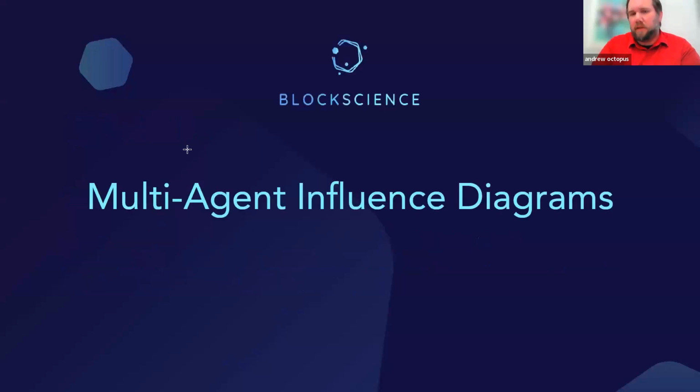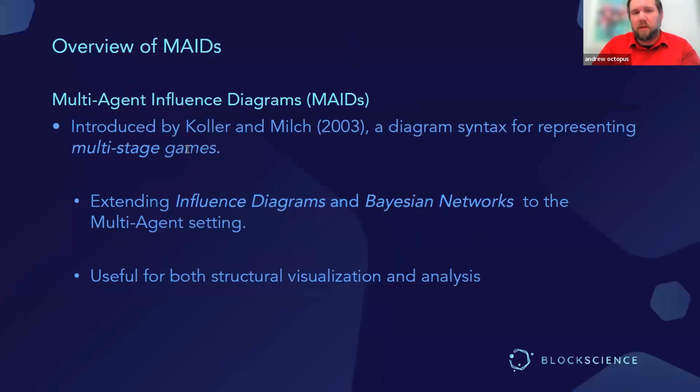So let's start with the multi-agent influence diagrams. As you might imagine, they're intended to capture the influence between multiple agents. They were introduced by Koller and Milch in 2003. And they're a diagram syntax that's useful for representing processes that can be understood as multi-stage games. They build on prior work that already existed, including influence diagrams. And influence diagrams were themselves a generalization of Bayesian networks.